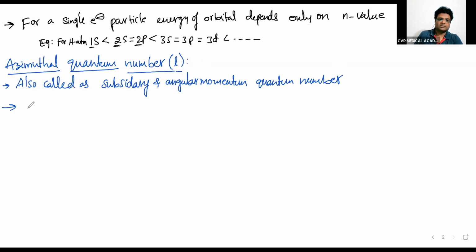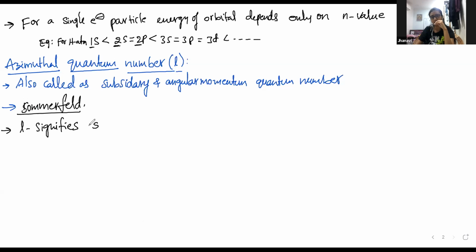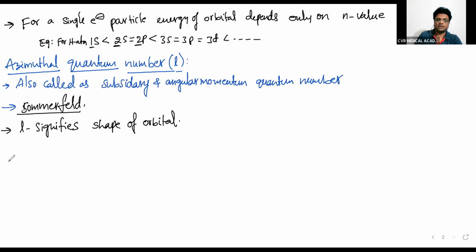And who proposed it? Sommerfeld. And what is its main significance? L signifies what? Any guess? L signifies the shape of the orbital.